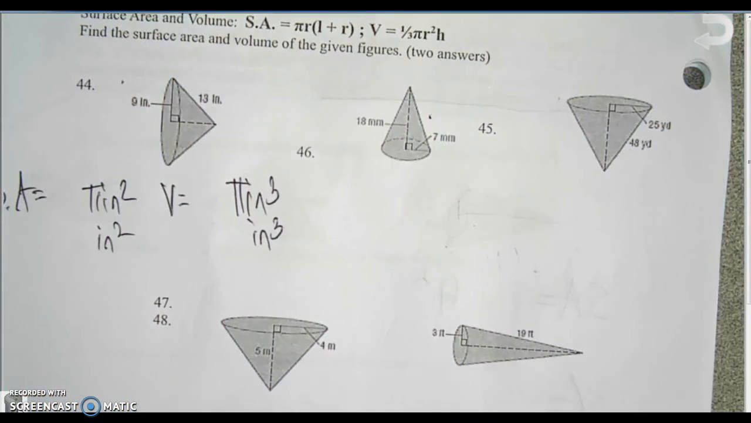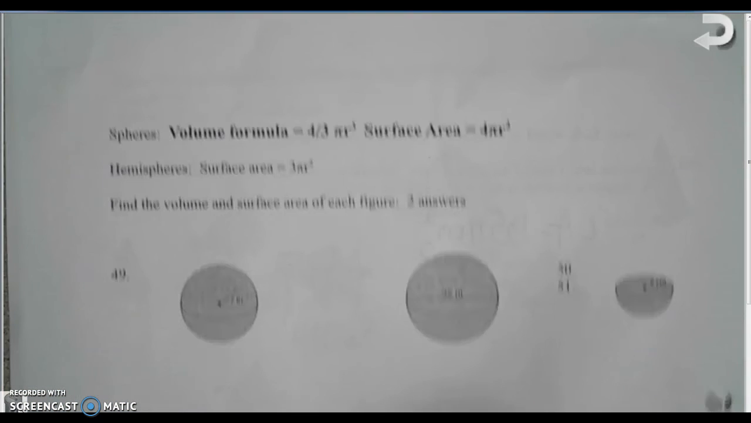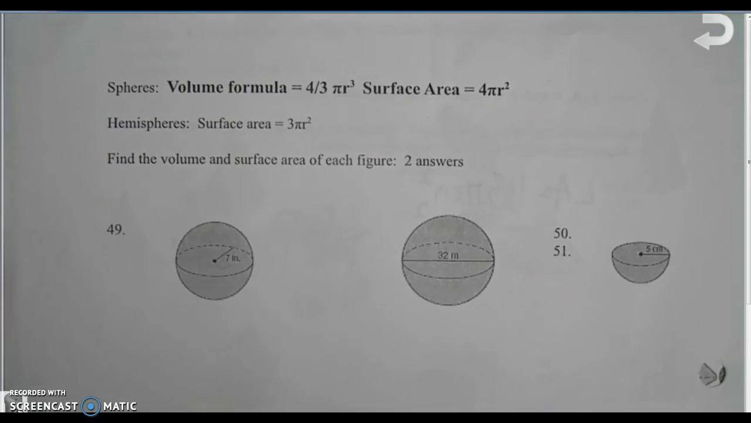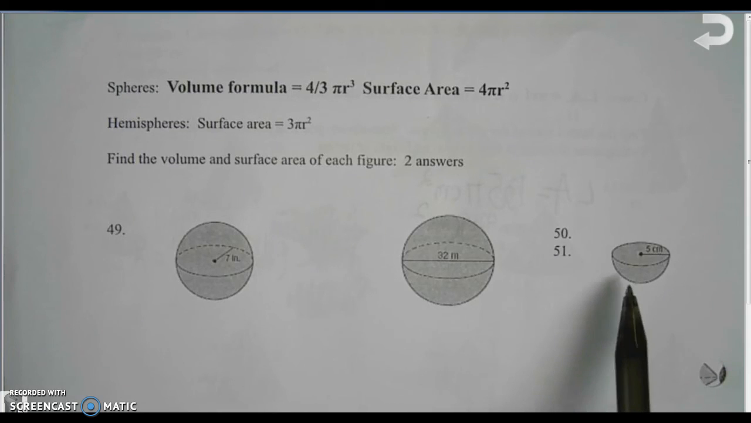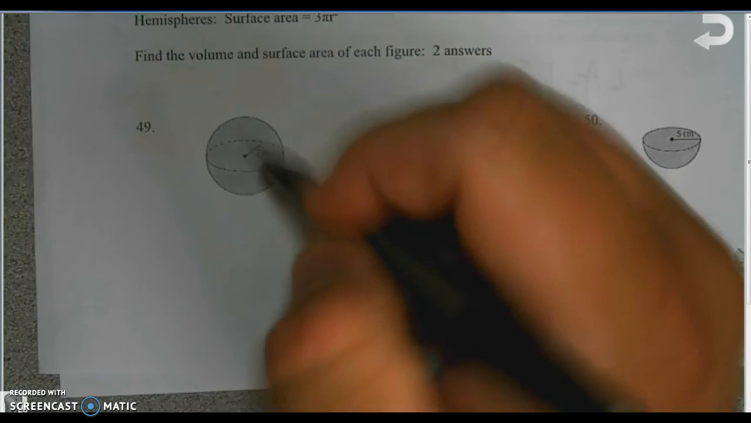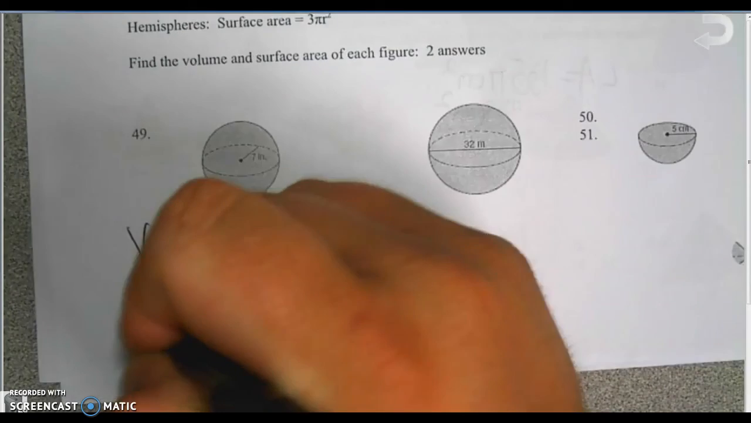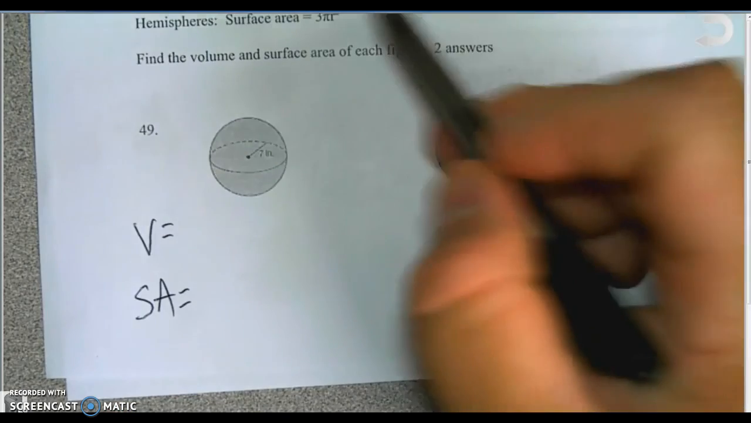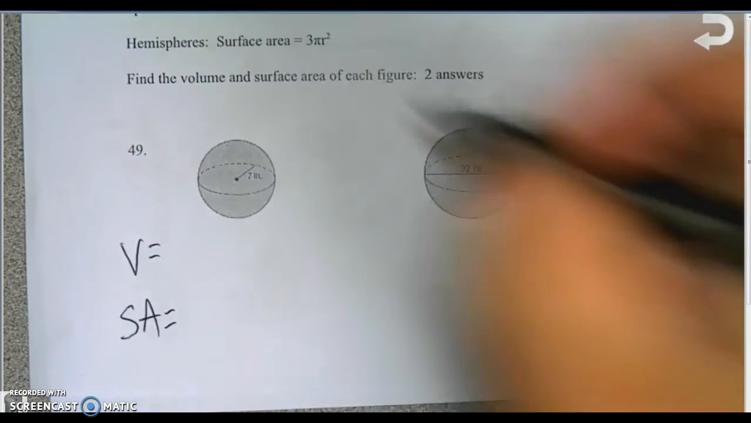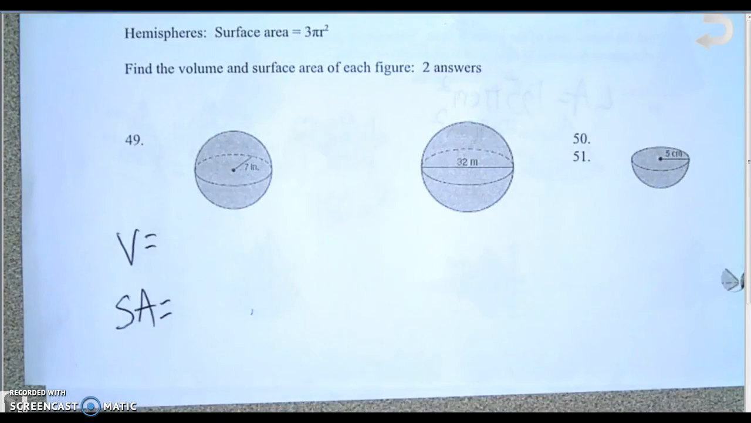And this final one is on the spheres. Again, you're just plugging in the radius. That's it. Plug the radius into the equation. Pay attention to this one because you might have to divide by 2 when it comes to the volume. Just a thought. But I'm not going to do this for you because you should be able to plug these in. It's just volume and surface area, and you'll have a pi answer and a non-pi answer for each. So 4 answers for each of these problems.